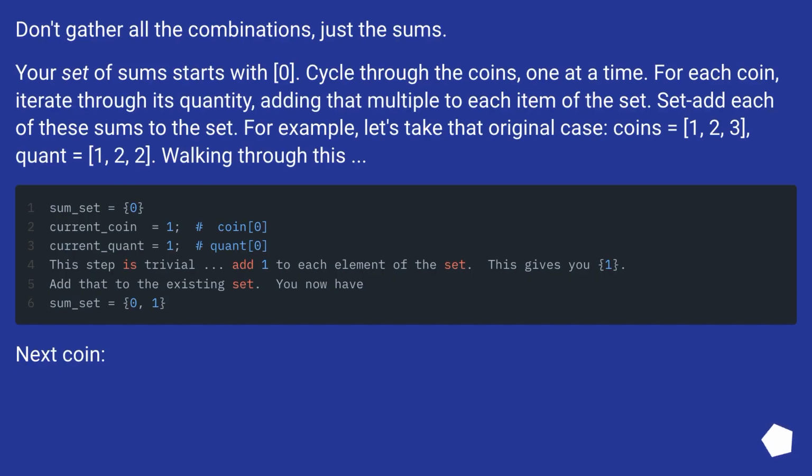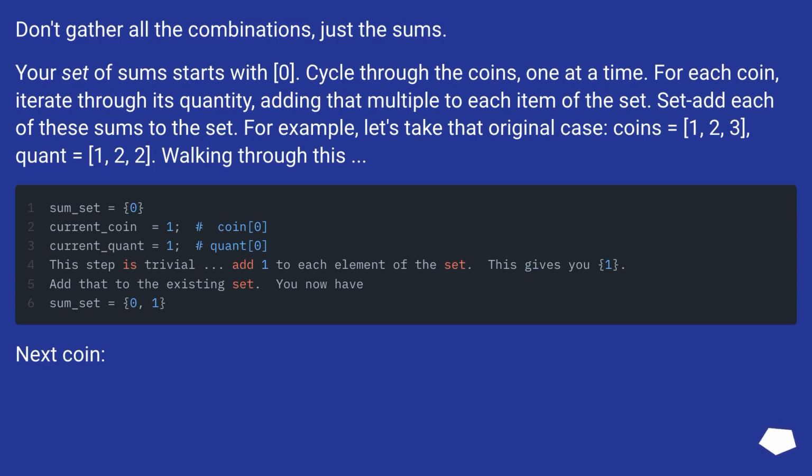Don't gather all the combinations, just the sums. Your set of sums starts with 0. Cycle through the coins, one at a time. For each coin, iterate through its quantity, adding that multiple to each item of the set. Add each of these sums to the set.